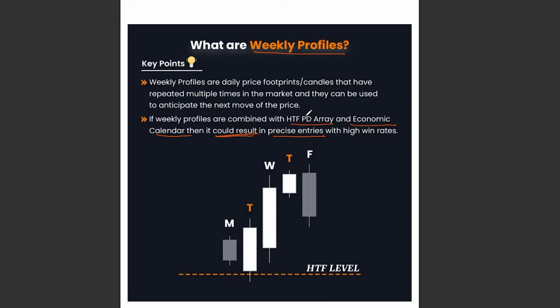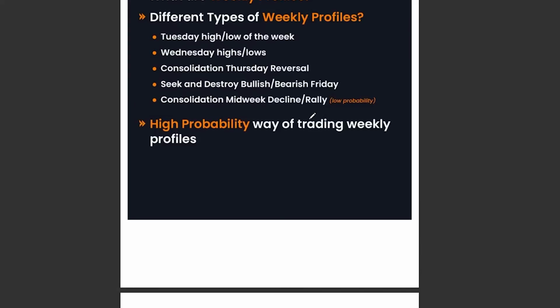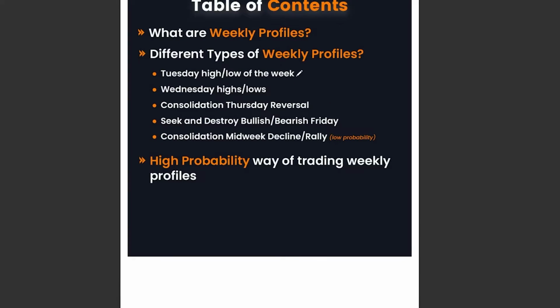Also, weekly profiles are of 5 types as we have discussed earlier: Tuesday high and low of the week, Wednesday high and low of the week, consolidation Thursday reversal, seek and destroy bullish bearish Friday, and consolidation midweek decline and rally. We will be seeing all of these 5 in detail. So let's get started with the first one, that is Tuesday high and low of the week.